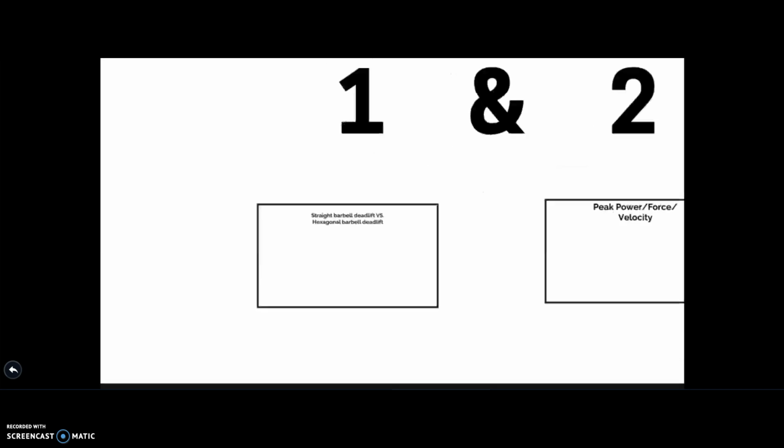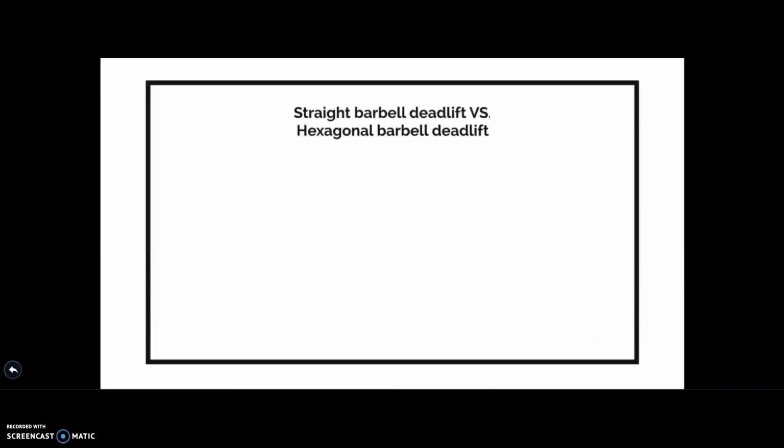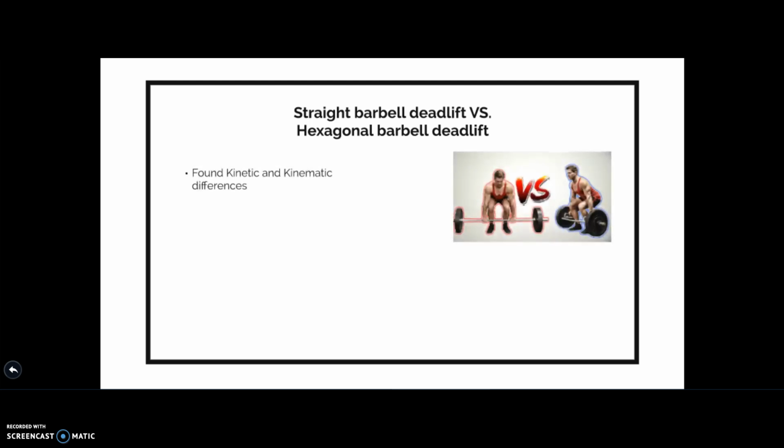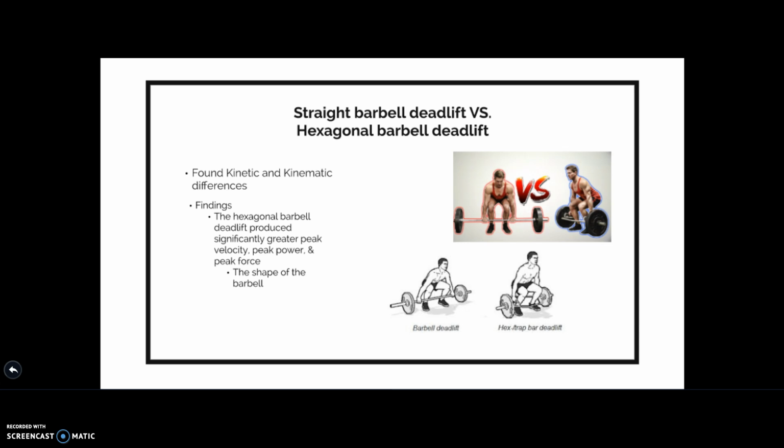In a study done by Swinton et al., they observed a straight barbell deadlift versus a hexagonal barbell deadlift. The hexagonal barbell deadlift produced significantly greater peak velocity, peak power, and peak force. The shape of the barbell altered the length of the resistant moment at the joint due to the more upright position of the back.